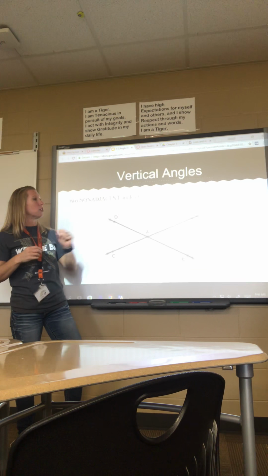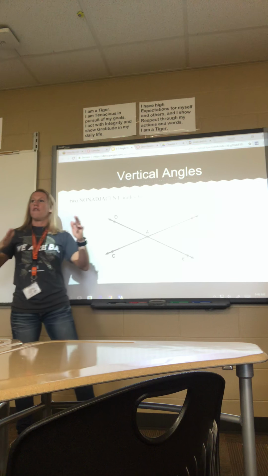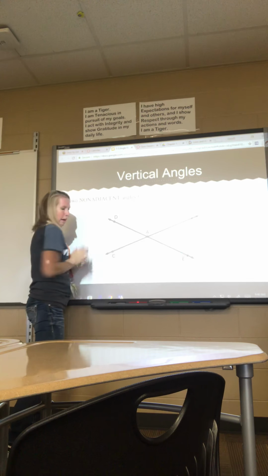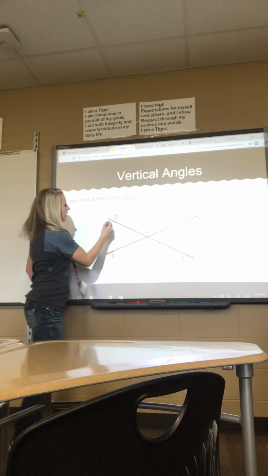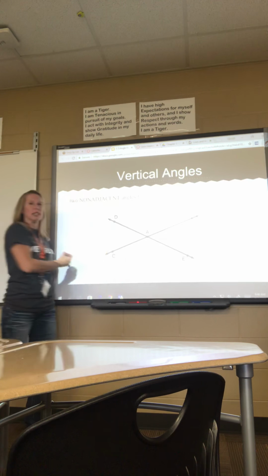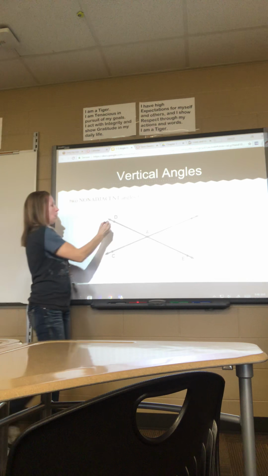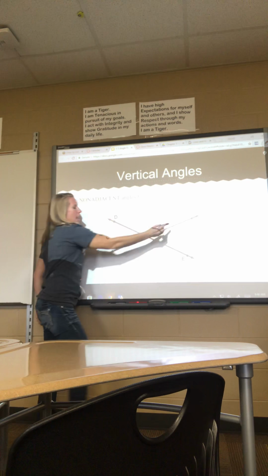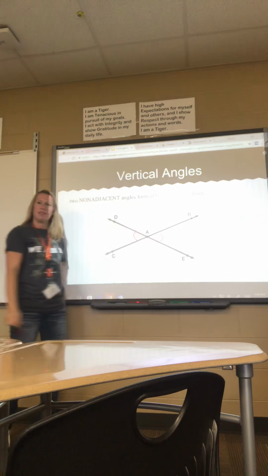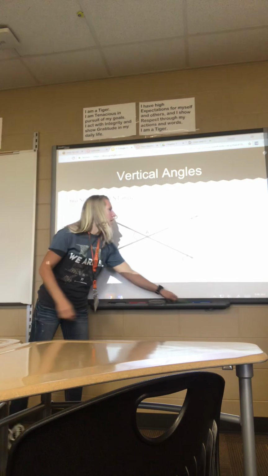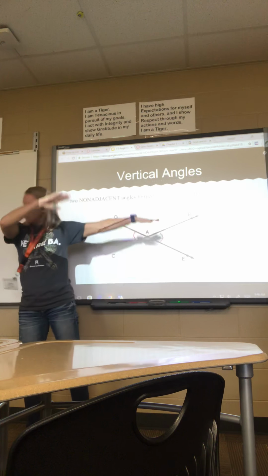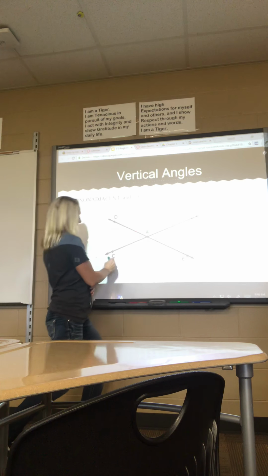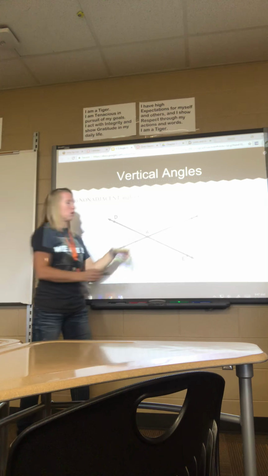The last thing you have to know are vertical angles. Vertical angles make an X, a perfect X. So, I'm throwing stuff. So like this line and this line makes an X. Vertical angles though is like DAC and BAE. Those are vertical. Also, DAB and CAE. Those are also vertical.